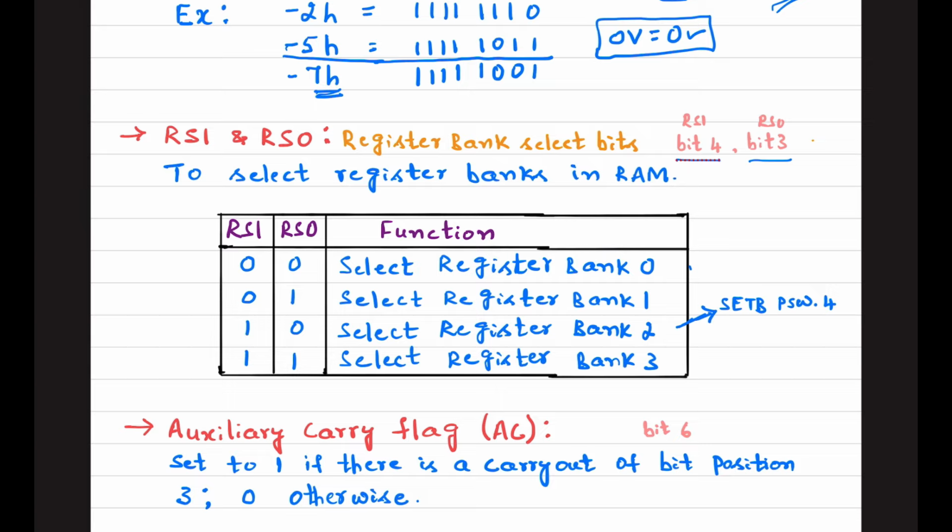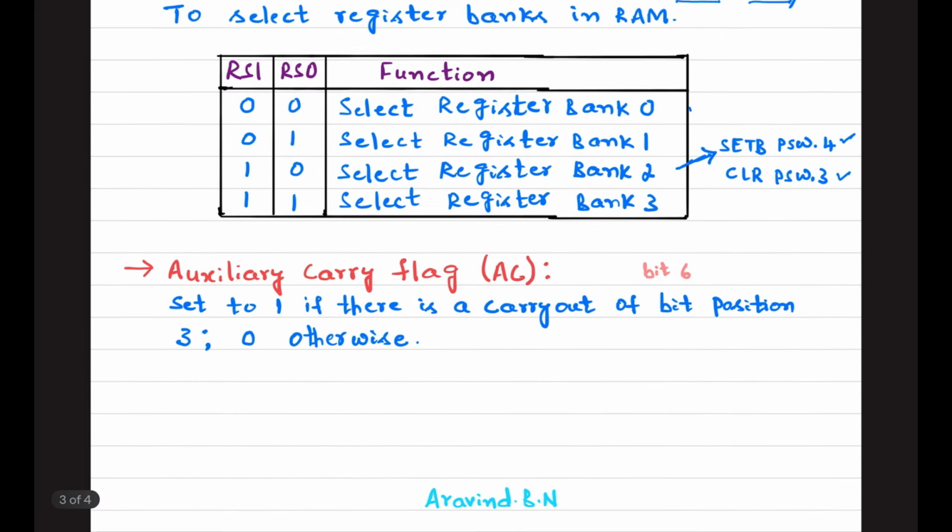That is nothing but RS1 equal to 1, and I need to clear bit position PSW dot 3. Bit position 3 corresponds to RS0. So I set RS0 equal to 0 and RS1 equal to 1. So register bank 2 is now selected. Like this we can select any of the required banks by using bit level operations. Now let us get into the auxiliary carry flag.